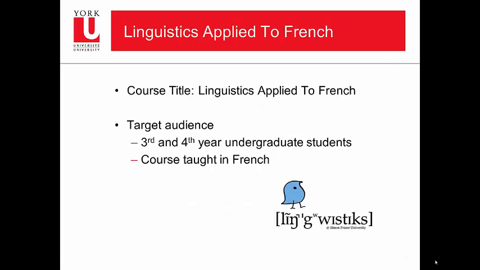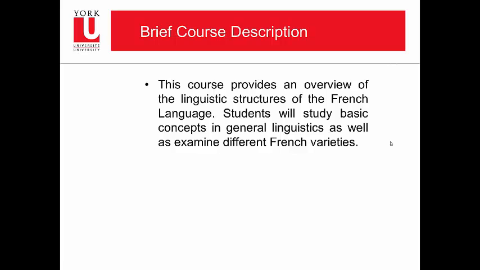The course that I will be using as an example for the course design process is entitled Linguistics Applied to French. It is a course that I offered a number of times at the beginning of my university teaching career to third and fourth year undergraduate students specializing in French literature and linguistics. The language of instruction was French. The course provided an overview of the linguistic structures of the French language and concepts from general linguistics. It also examined the differences between French varieties.